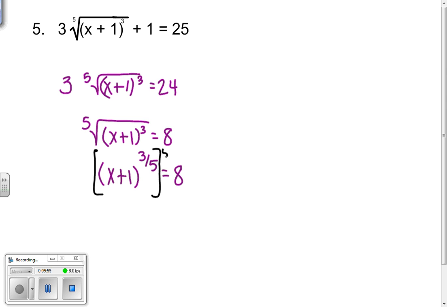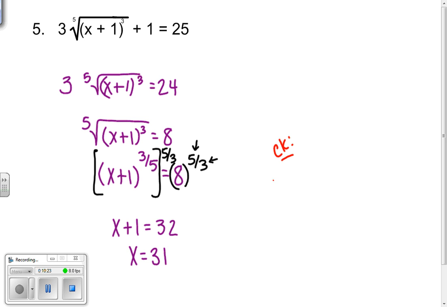That means I'm going to raise both sides to the 5/3 power. It's the reciprocal of the power I already have. On the left, I get x plus 1. On the right, 8 to the 5/3 means I will cube root 8, that's 2, and then raise it to the 5th power, which is 32. If I subtract 1 from both sides, I get x equals 31.